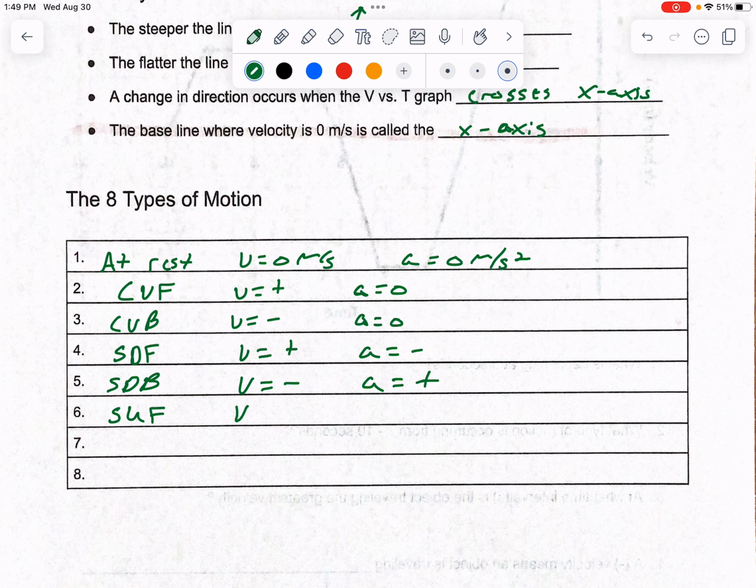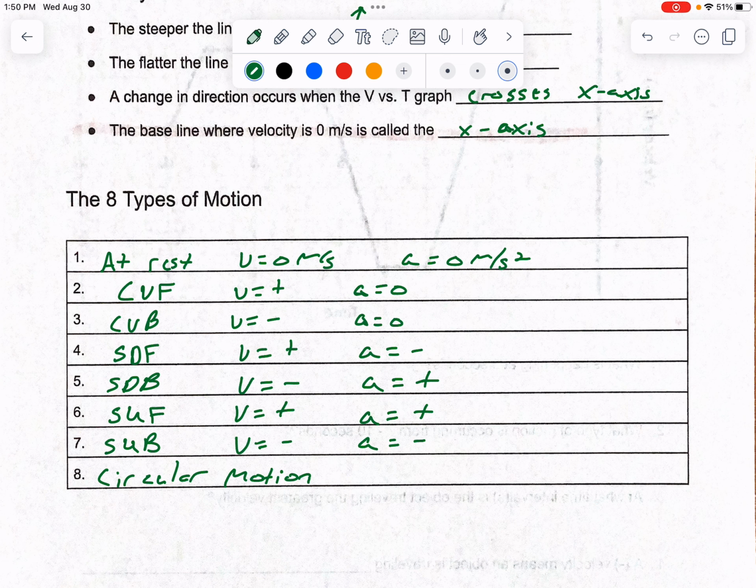Your velocity is going to be positive, and your acceleration is going to be positive as well, because if you're speeding up, acceleration is going with you in the same direction. Now, if you're speeding up backwards, so SUB, your velocity is going to be negative, and your acceleration is going to be negative as well. And then number 8, your last one, which we're not going to talk about, has its own unit later on in the year, and is going to be circular motion.